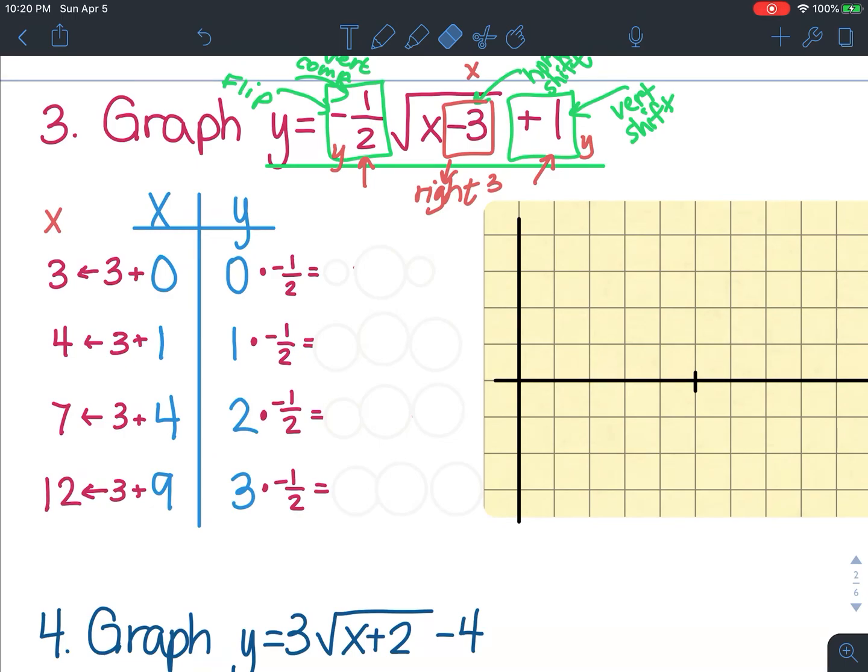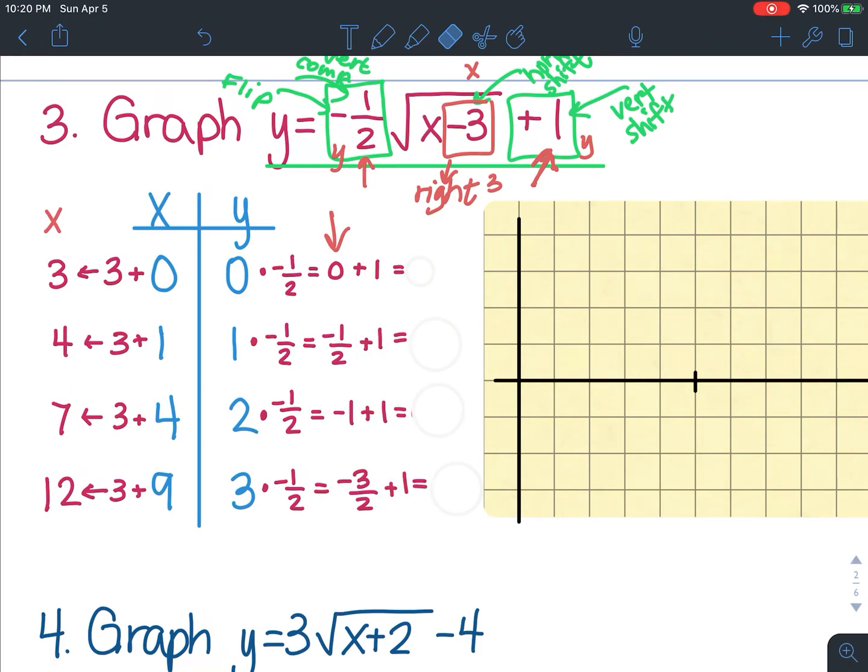So what do we get for that? 0 times -1/2, well, 0 times anything is 0. 1 times -1/2 is -1/2. 2 times -1/2 is -1. And 3 times -1/2 is -3/2. And then once we get those values, which are here, then we're going to take those and we're going to add 1 to each.